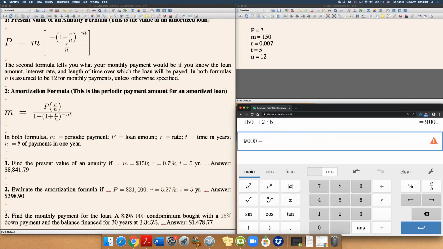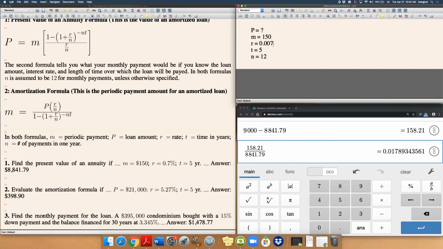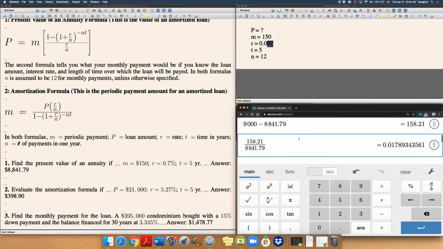So how much did you end up paying in interest? Just $158. So this is actually not too bad in terms of the proportion. 158.21 divided by the loan amount. That's, what is that? 1.7%, right? That's just because our rate was so low, 0.7%. 0.7% was really good. But later on, we'll see what happens with the typical interest rate.